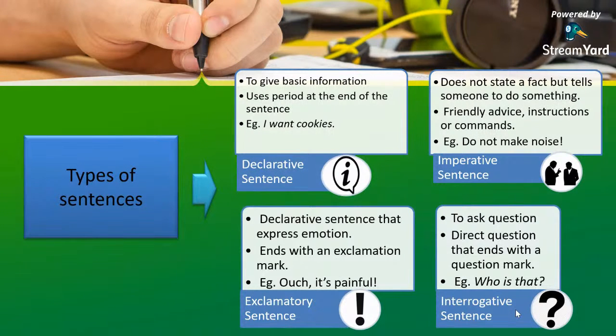The fourth type of sentence we are going to look at today is interrogative. As the name suggests, interrogating means to ask a question. So you use it to ask questions, and mostly all the sentences must end with a question mark. For example, who is that? What is this? Why are you standing here? All these are types of interrogative sentences.